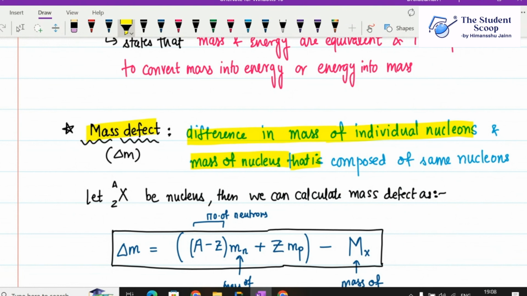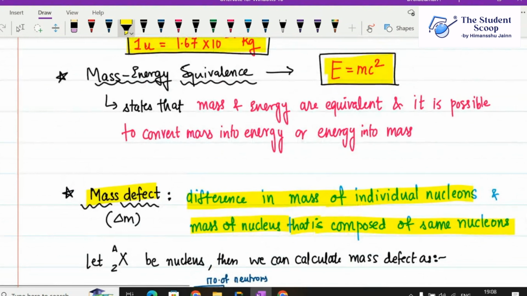Again I will say, if I have two protons and two neutrons separated, not inside a nucleus, individual, their masses, when I add, will have a higher number compared to the mass of a nucleus where two protons and two neutrons are confined inside a nucleus. So there is a difference in those masses. That is called mass defect, and that mass defect is because of the mass-energy equivalence that we talked about.